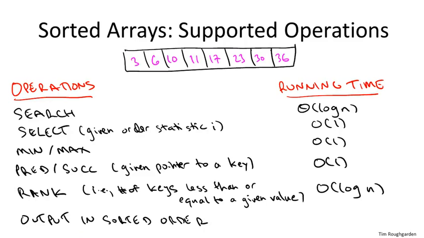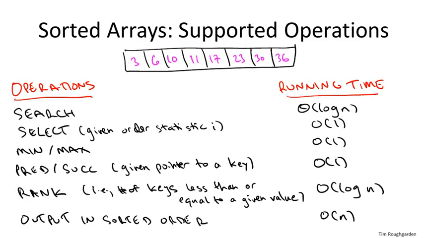Let me just wrap up the list with a final operation, which is trivial to implement in a sorted array. Namely, you can output or print, say, the stored keys in sorted order, let's say from smallest to largest. And naturally, all you do here is a single scan from left to right through the array, outputting whatever element you see next. The time required is constant per element or linear overall. So that's a quite impressive list of supported operations.